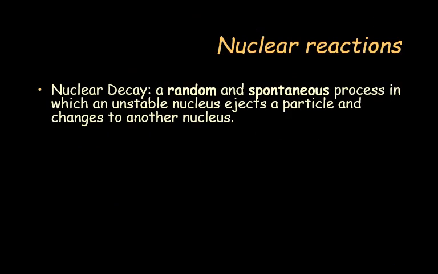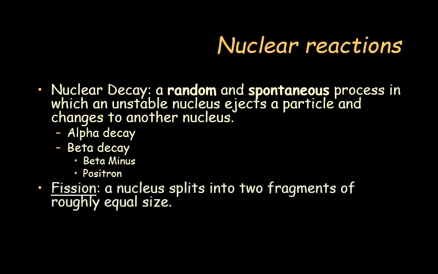So in a nuclear decay, they're random and spontaneous, where an unstable nucleus ejects a particle and changes to another nucleus. And so there's alpha decay, which we'll talk about. There's beta decay. There's two types, beta minus and beta positron decay.